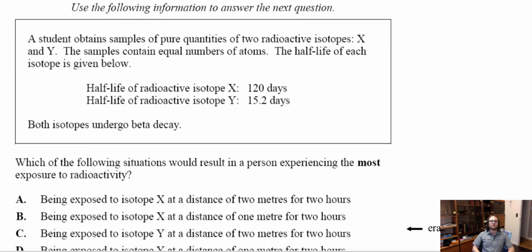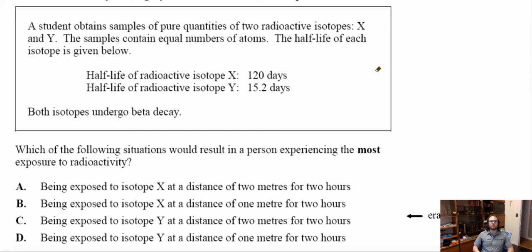In our last question, we have a student that obtained samples of pure quantities of two radioactive isotopes, X and Y. The samples contain an equal number of atoms. The half-life of each isotope is given below. The radioactive half-life of isotope X is 120 days. The radioactive half-life of isotope Y is 15.2 days. Both isotopes undergo beta decay. So now we want to know which of the following situations would result in a person experiencing the most exposure to radioactivity. A says being exposed to isotope X at a distance of 2 meters for 2 hours.